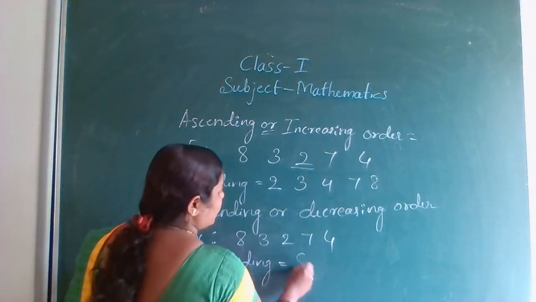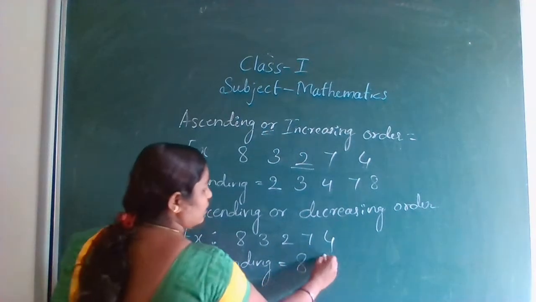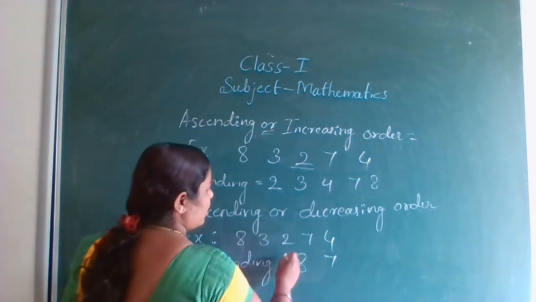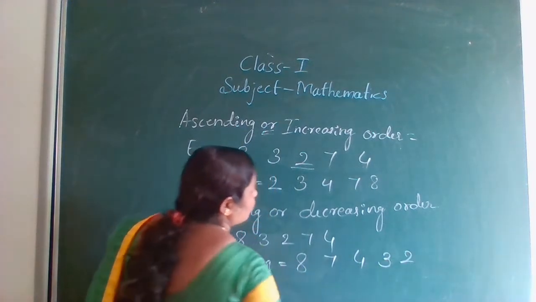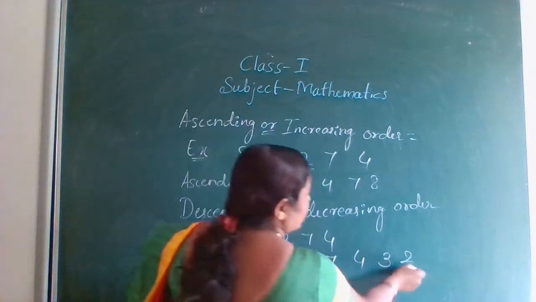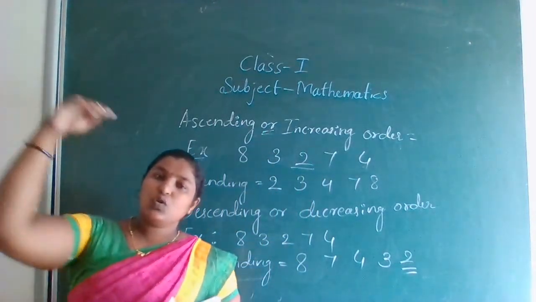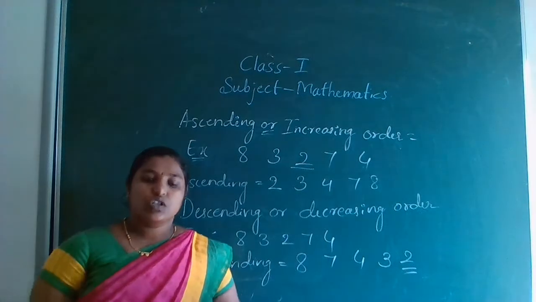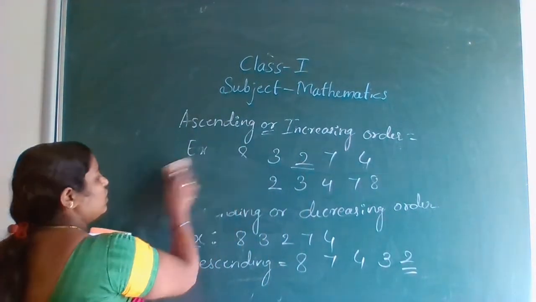First you should write the very biggest number. So very biggest, and then 7, and then 4, 3, 2. So last will be the smallest number. So descending means very big to small, biggest to smallest number. This is known as descending order.